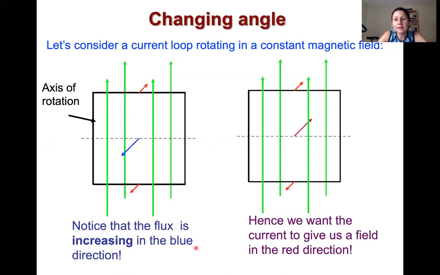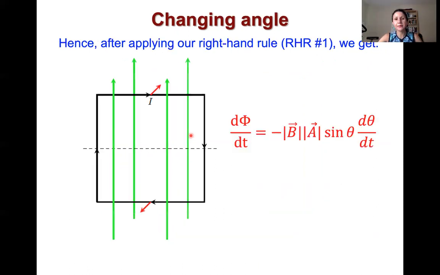So what does that tell us? We want the current to be such that the induced magnetic field is in a downward direction, because it's trying to oppose that change in flux. So if we look from above, if the induced magnetic field is pointing down, then using our right hand rule, my thumb has to point downwards for my fingers to curl downwards. So looking from above, the current has to be clockwise.